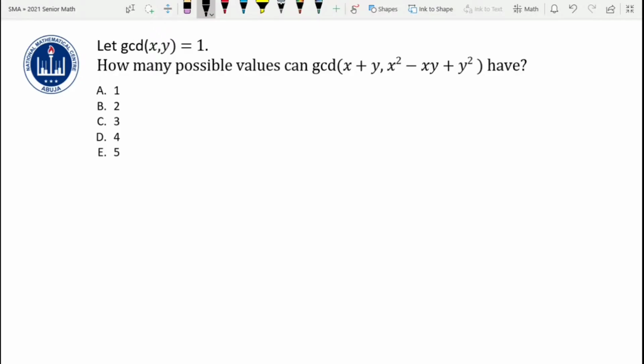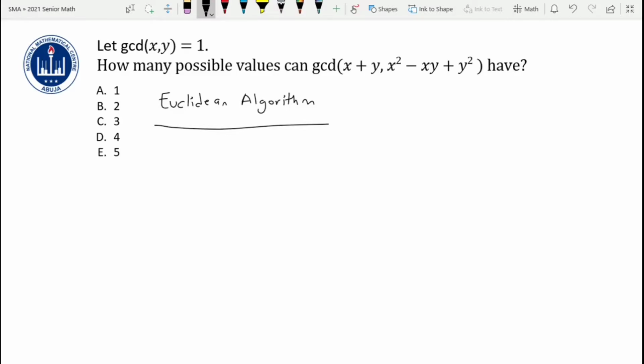For the sake of those who are not familiar with the term GCD, the GCD or the HCF of two numbers x and y is the highest number that is a factor of both x and y. In solving this question, we're going to make use of the Euclidean algorithm. I'll show that to you. So the Euclidean algorithm is a method of finding the GCD of two numbers.